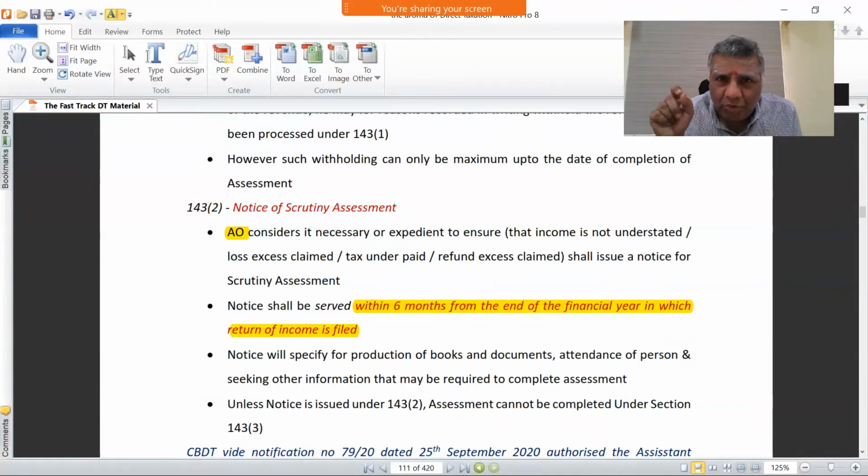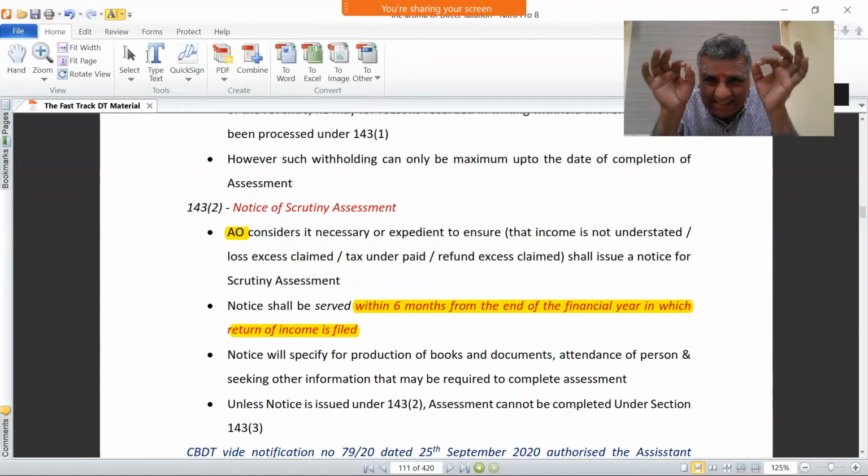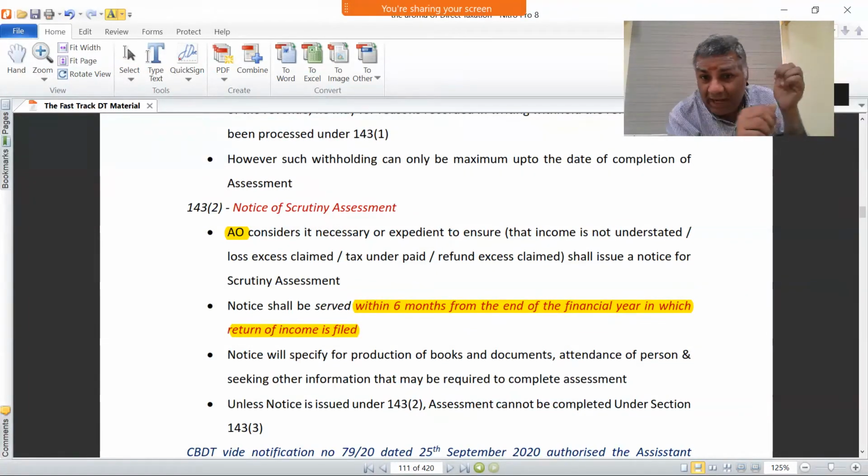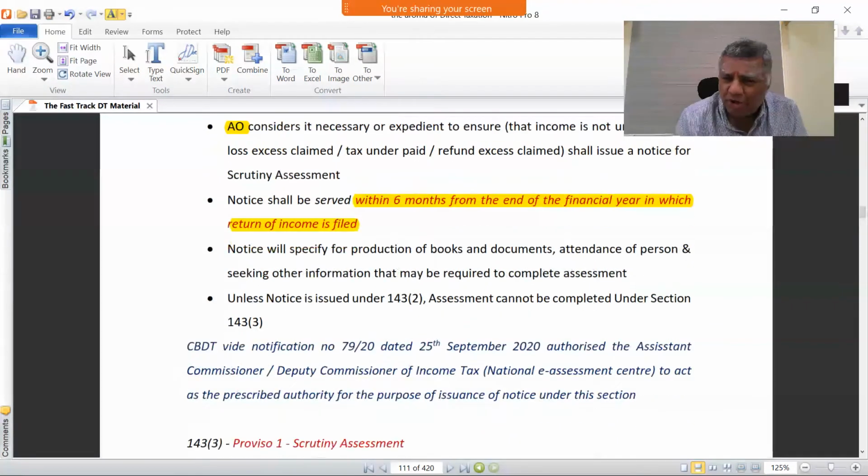If the department wants to take up your case for scrutiny assessment on or before 30th September, they should have given you the notice. On or before 30th September, they should have sent you the notice. Notice of scrutiny assessment should be sent within 6 months from the end of the financial year in which return of income is filed. And the notice will tell you what all. We will come to that.